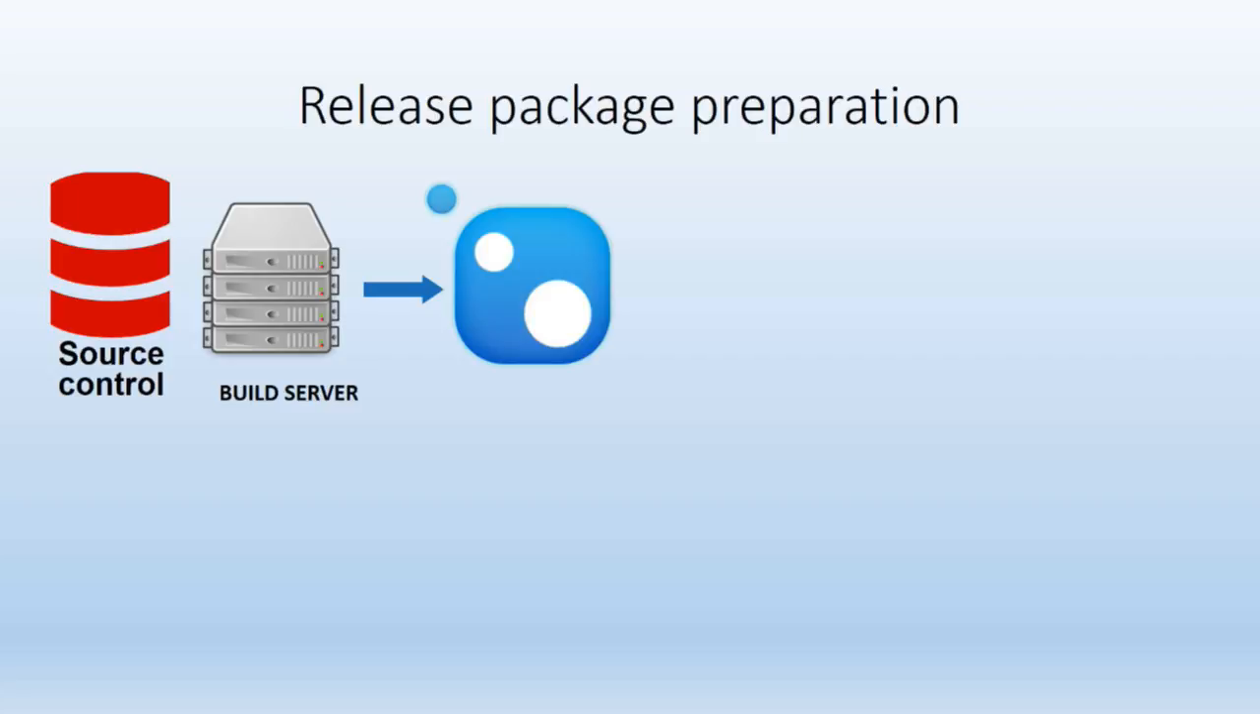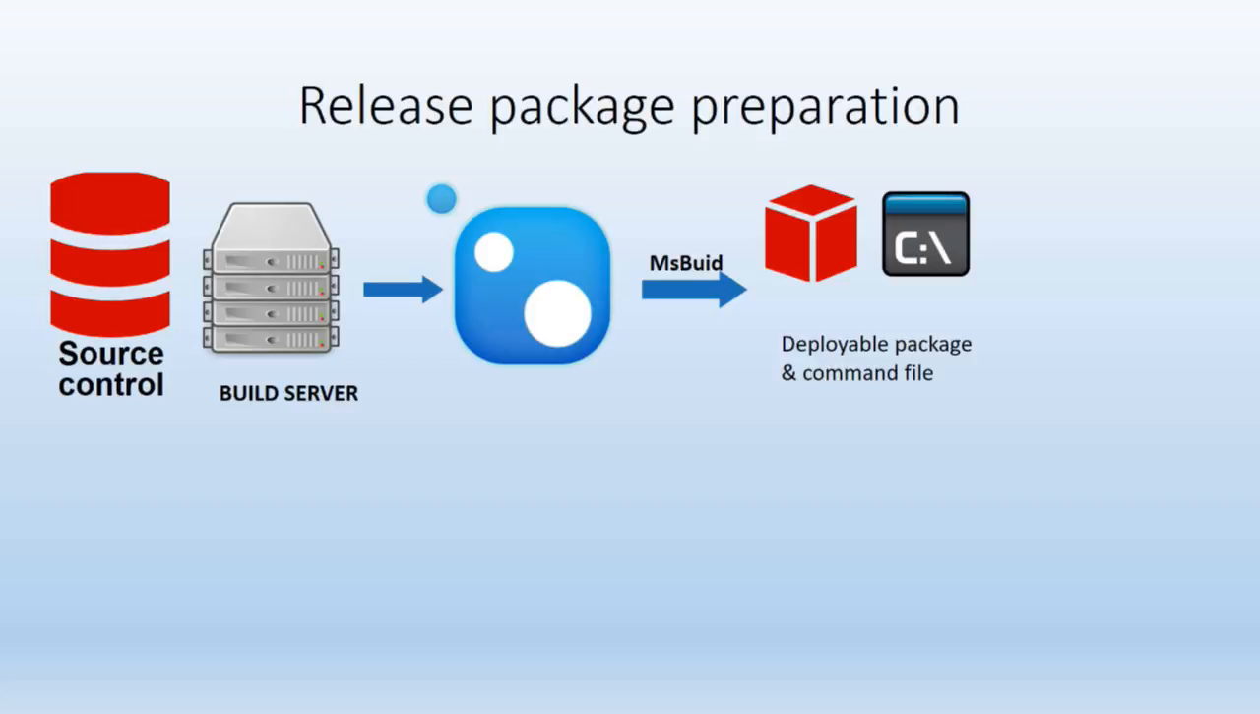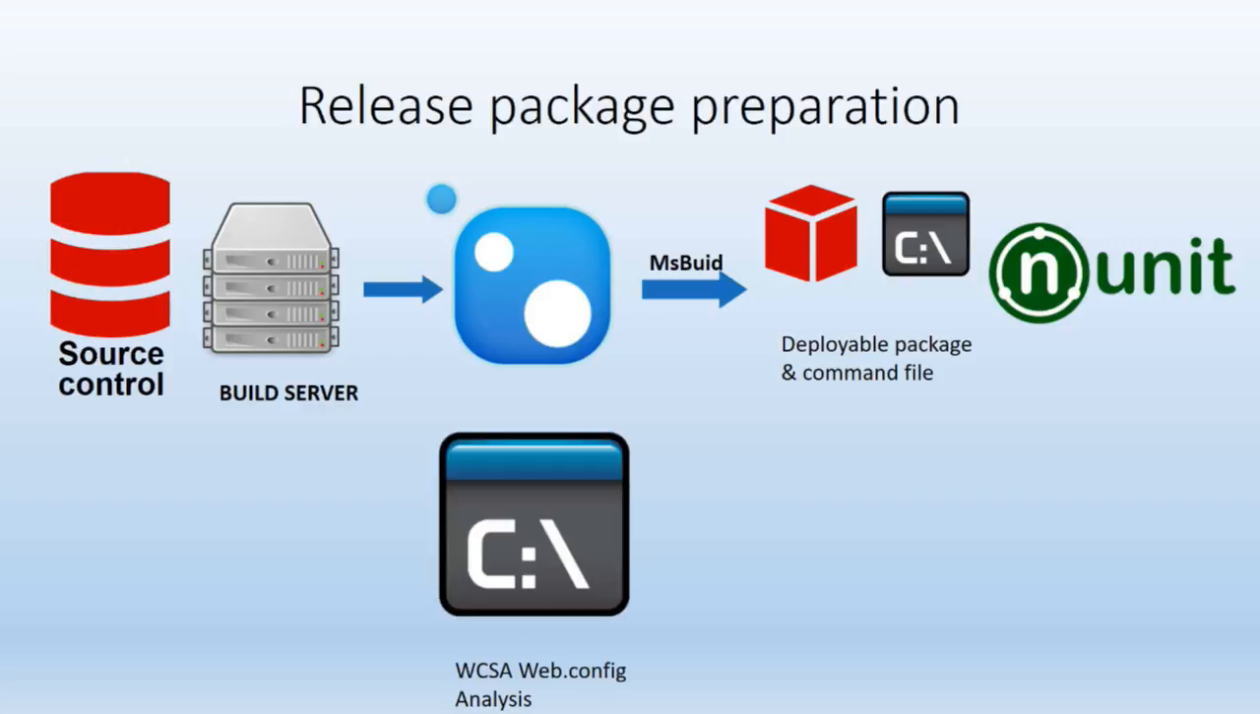The first step of this process is to install NuGet packages, then MS Build will create a deployable package along with a command file which can be used to execute this package. After that, if there are tests, we can run tests on it. And the final step of preparing the release package is analysis of web config using CSA, which is based on OWASP, to check your web config for security.